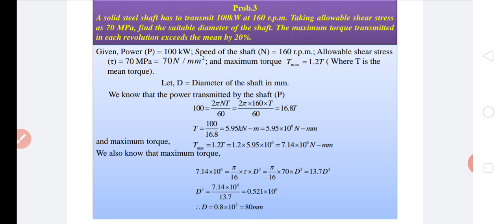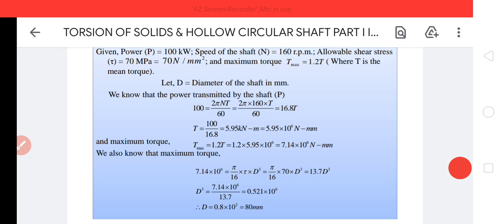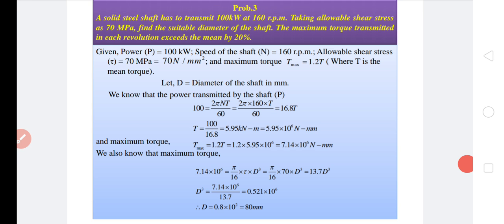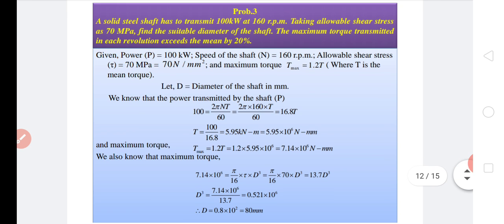So we can easily find the suitable diameter of the shaft. And here 20% means that the maximum torque transmitted in each revolution exceeds the mean by 20%. That means here maximum torque T max equals 20% more than T mean, that means 1.2 into T, where T is the mean torque.